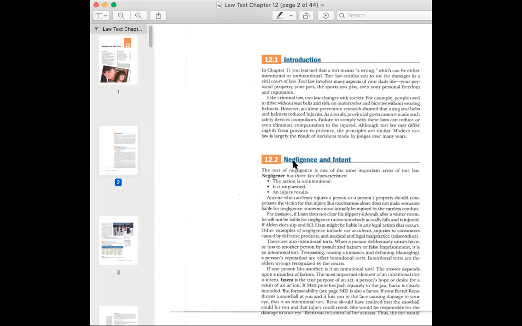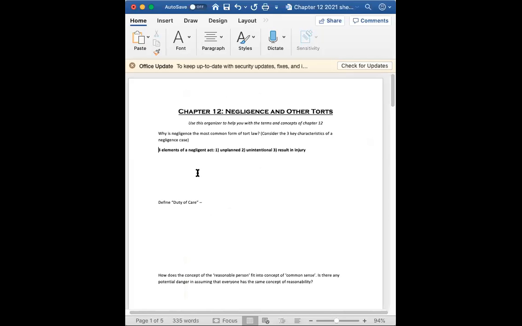Okay, good. So notice over here, the tort of negligence is one of the most important areas of tort law. Negligence has three characteristics: unintentional, unplanned, and results in injury. All three of these things must be present in order for you to even have something to move forward with. Let's unpack all of these things a little bit before we move towards our break, because I think sometimes this is where people get confused. You think, oh wait, so let me get this straight. If I don't mean to do something, or if I do mean to do something, I can't get in trouble for negligence. So let's look at all these things.